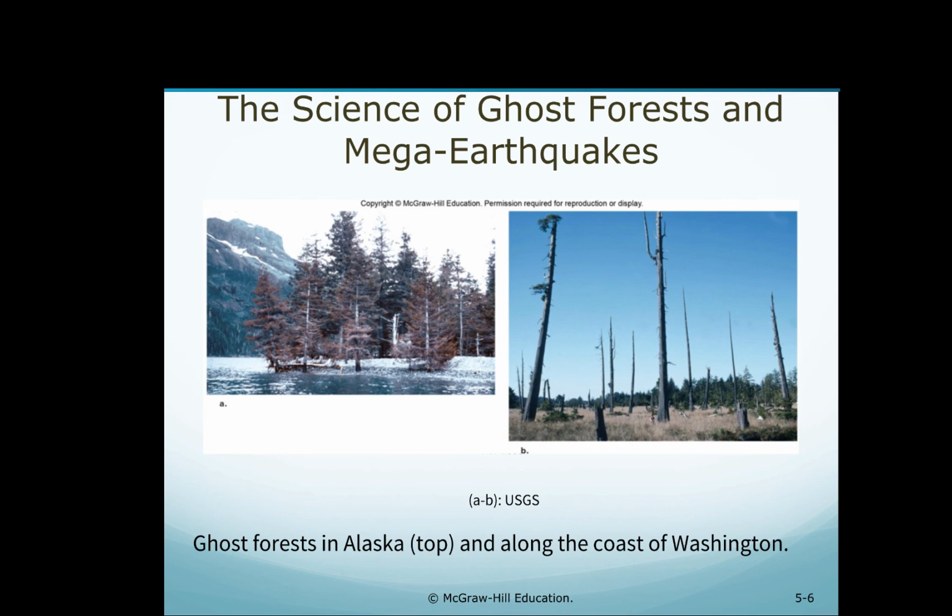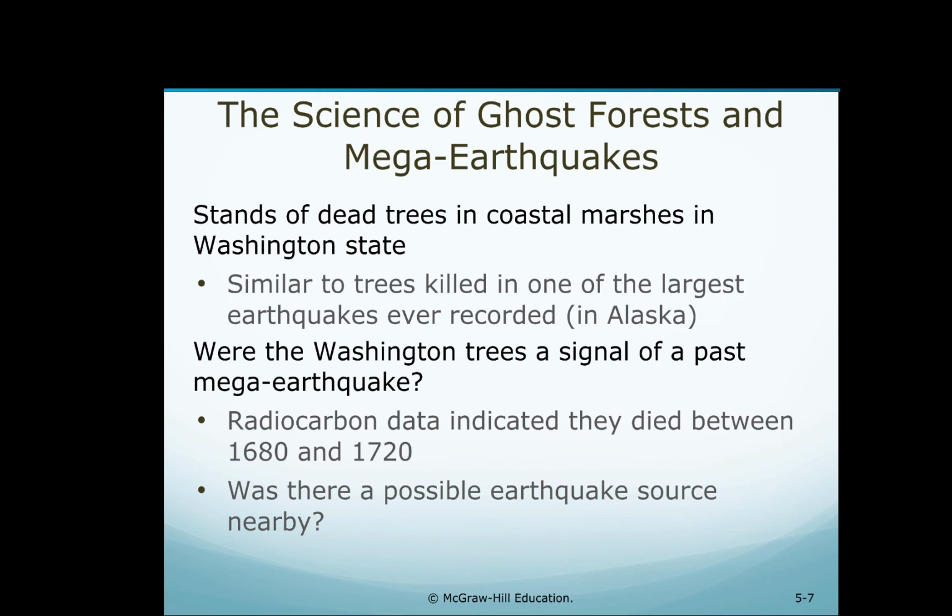There are ghost forests in Alaska and along the coast of Washington State. Stands of dead trees in coastal marshes in Washington State are similar to trees killed in one of the largest earthquakes ever recorded, which was in Alaska. Were the Washington trees a signal of a past mega earthquake? Well, radiocarbon data indicated that they died between the years 1680 and 1720. Was there a possible earthquake source nearby?